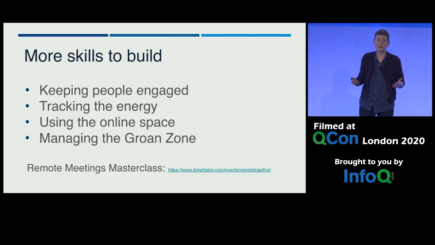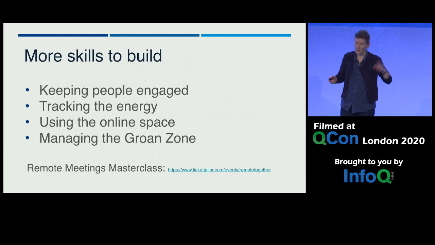Another one that comes up for a lot of people is, how do I track the energy? How do I know whether people are angry or bored? That comes down to attention again. You need to pay attention to what people are doing, what people are saying, and then you'll know what they're thinking and feeling. Again, video cameras on makes an enormous difference. We'll come back to that in a moment. There are more skills you can build.